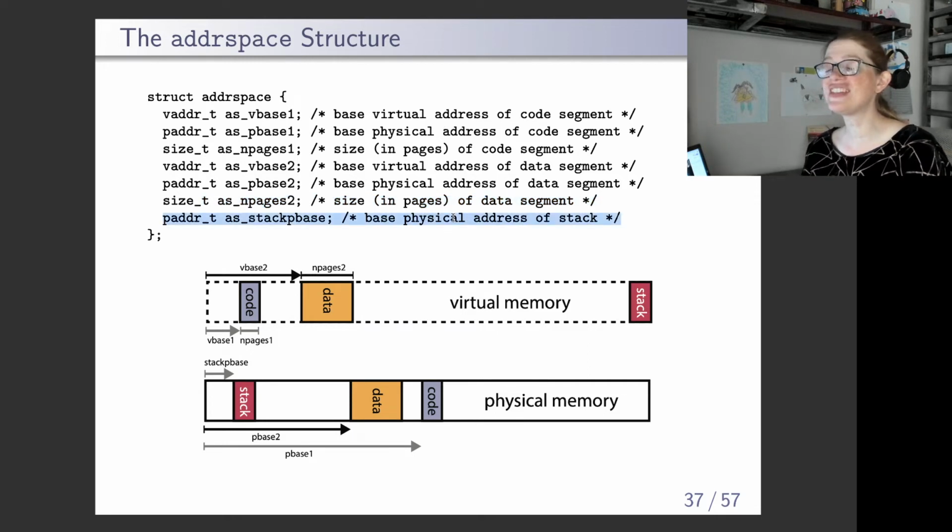Now you'll note for the stack segment that we only list the physical base address. We don't list the virtual base address, and we also do not list the size. The reason for that is in OS 161, the stack's base address and the stack's size are constants. Well, actually they're defined, but we'll say the same thing here. And so they cannot be changed. And there's no point in each address space keeping track of the stack size and the stack address if they're the same for every process. So we're not going to do that. So there's your address space structure.